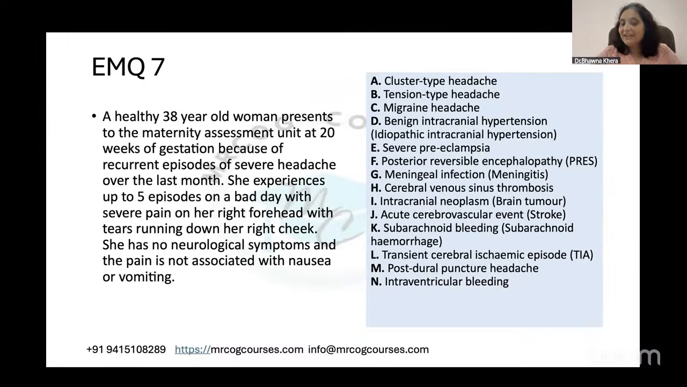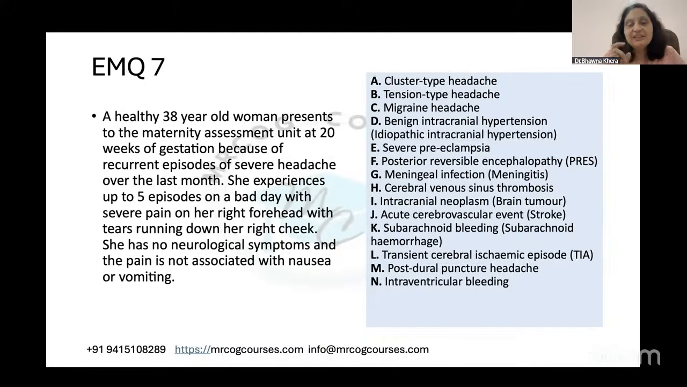Yes, we already have the answer here. Any more answers? Looking for the new winner. Yes, and we have got the new winner, Dr. Swati Jain. She has done the fastest finger first. So that is cluster type headache. That's the correct answer here.